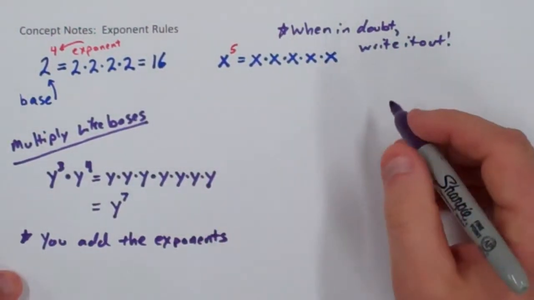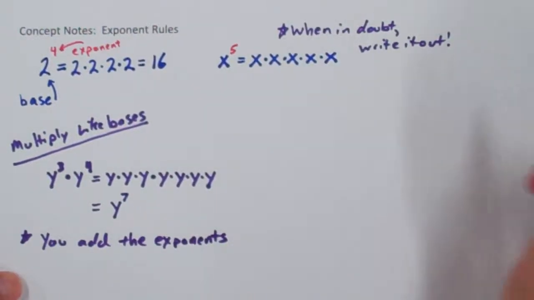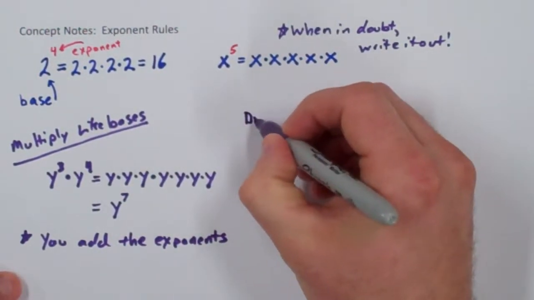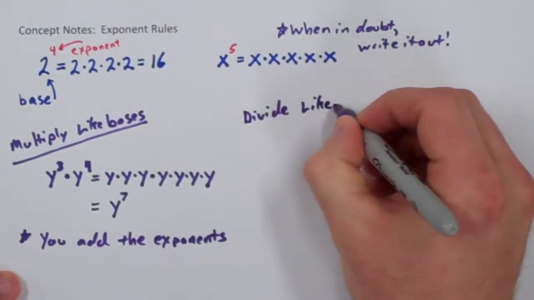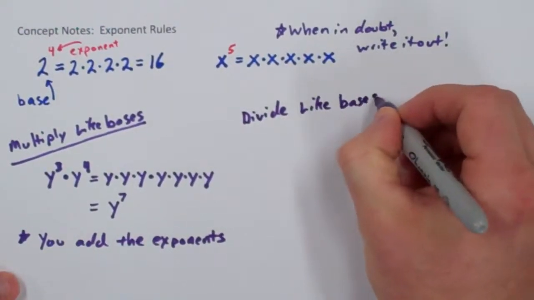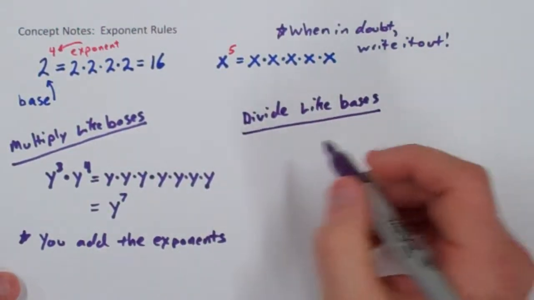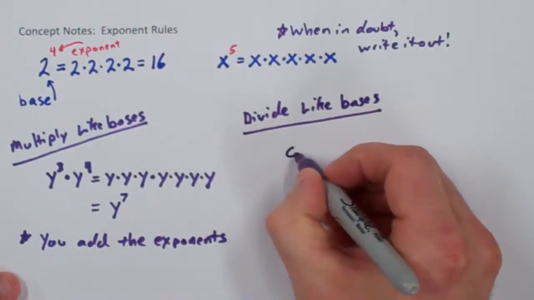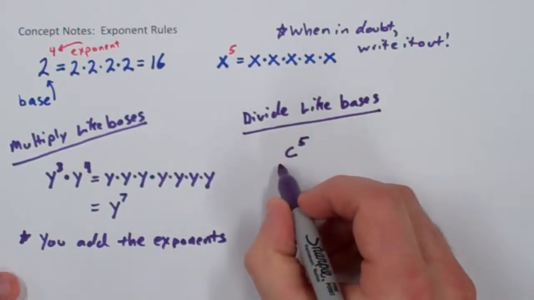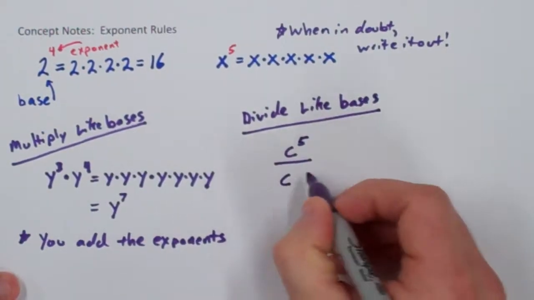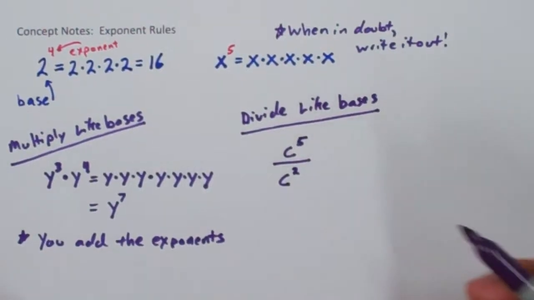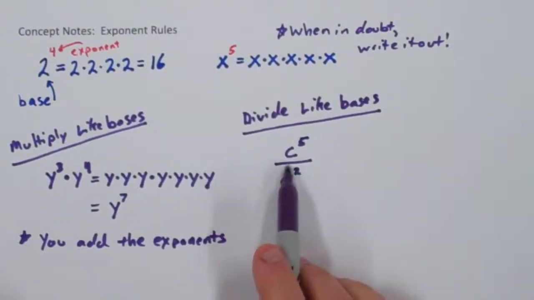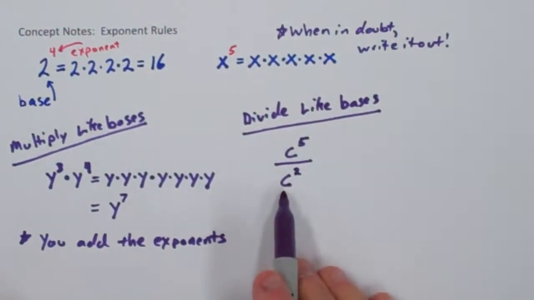Let's take a look at another thing that's very similar to that. Let's see what happens if we divide like bases. And we'll check this out here. So let's go maybe c to the 5th power, and we're going to divide by another c, and let's make that c squared. So c to the 5th power over c squared, we're dividing like bases. The c and the c are the same.